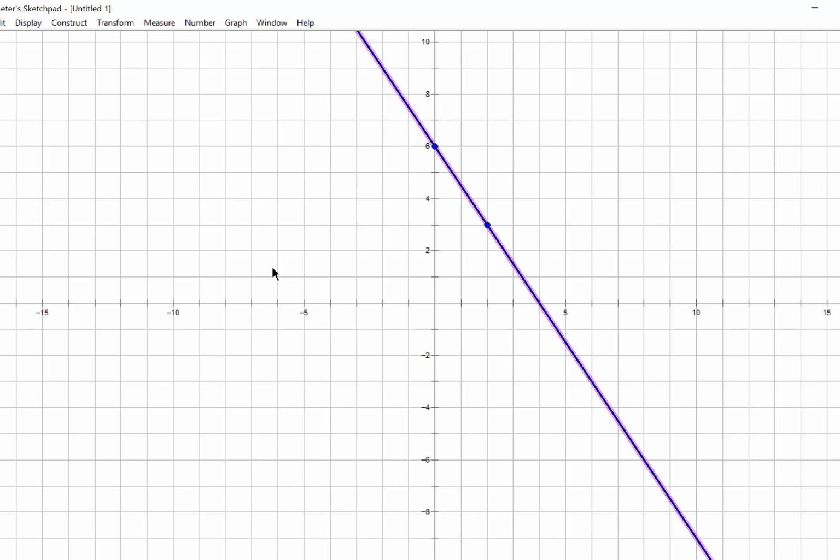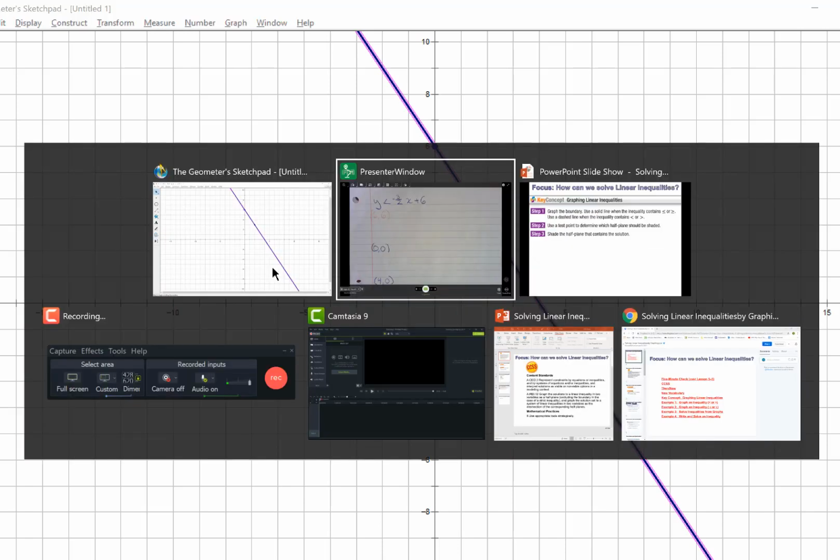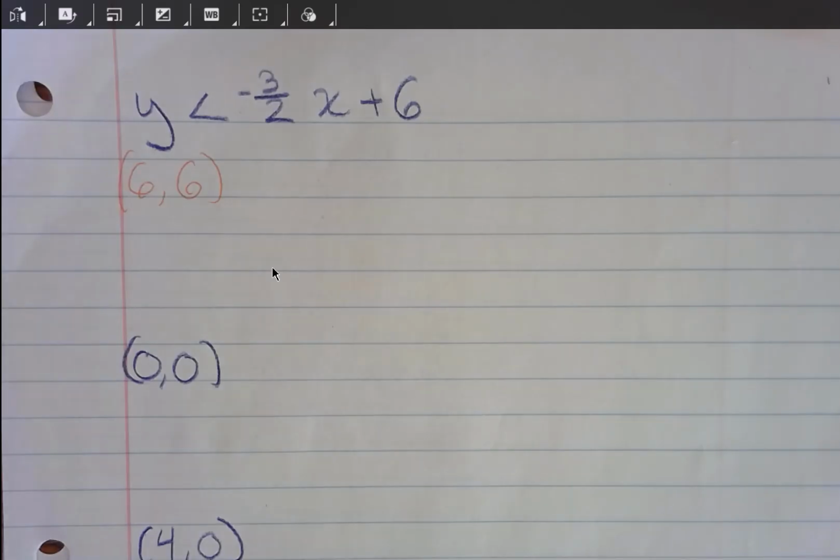Now this is the plane divider, okay? So I'm not yet sure if this is going to be part of my solution set or if it's not going to be a part of my solution set. So we're going to do some test points. The first test point that I'm going to check is going to be the point 6, 6.